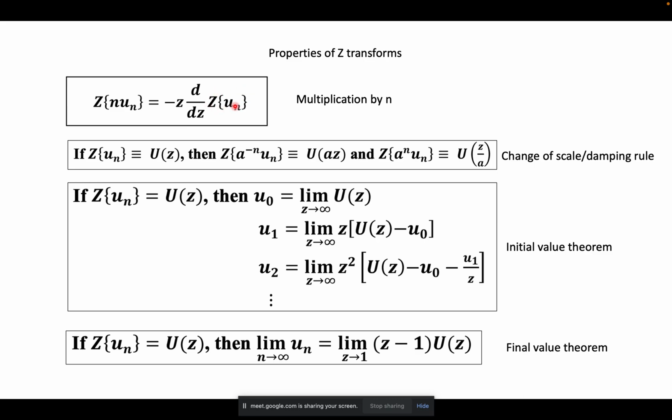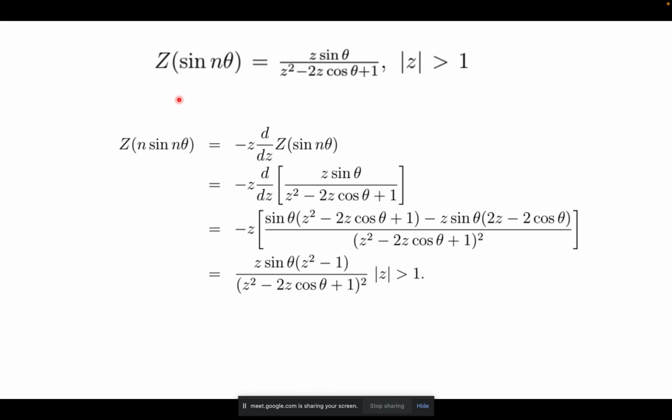So you basically take the derivative of the z transform of the sequence u(n), and then you simply multiply it by -z. So let's use this property and solve the following problem. Here I can write again whatever I showed you on the previous slide. I can write it as -z d/dz of the z transform of sin nθ, where sin nθ corresponds to the sequence u(n), right?